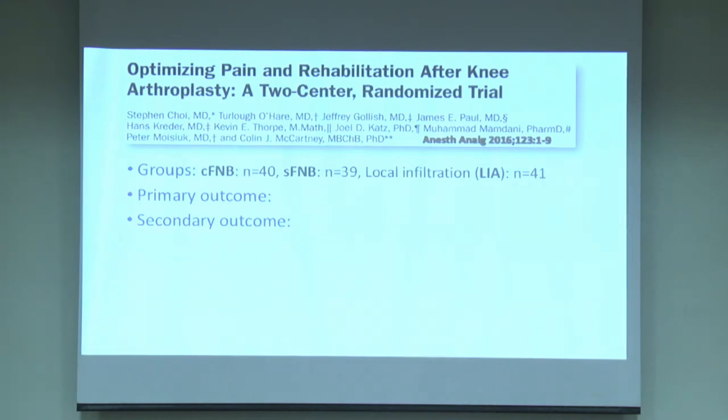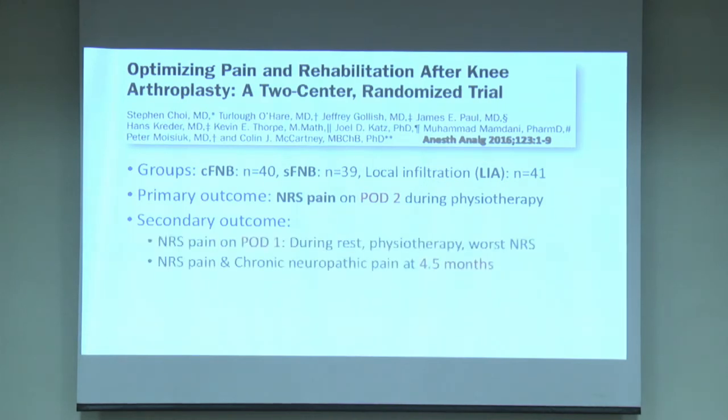They have tried to compare continuous femoral nerve block, a single short femoral nerve block, and a local infiltration analgesia which is given around the knee by the surgeons. What was their primary outcome? They wanted to know what was the pain at day 2 during physiotherapy. The secondary outcome was to see the pain and chronic neuropathic pain even after 4.5 months.